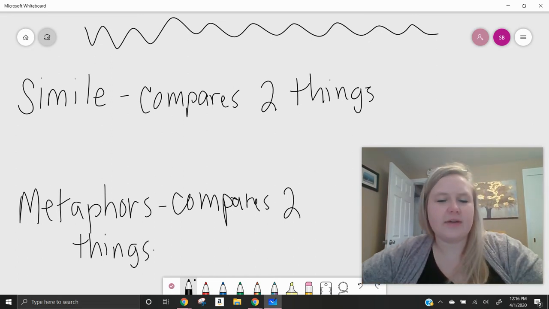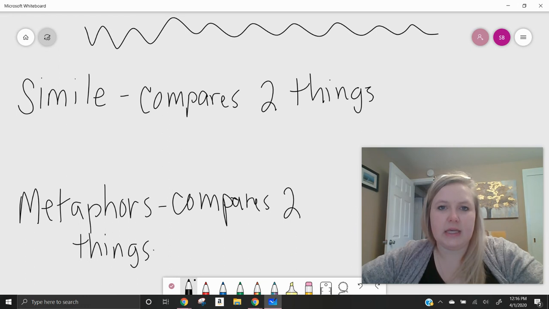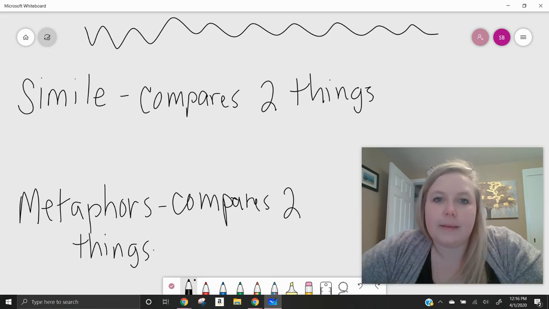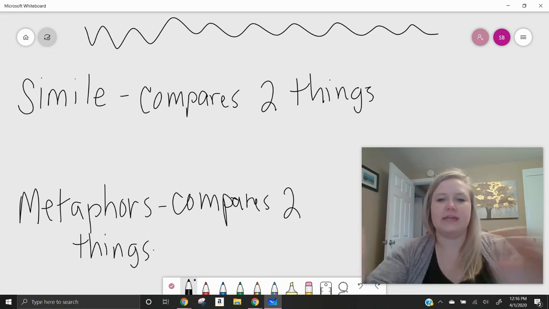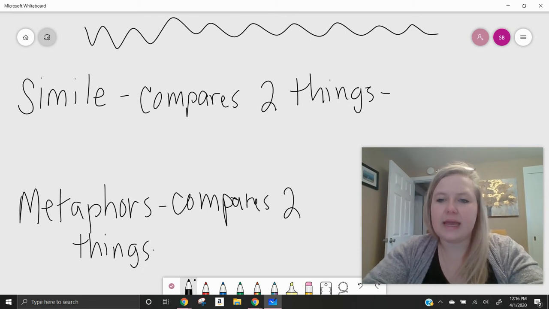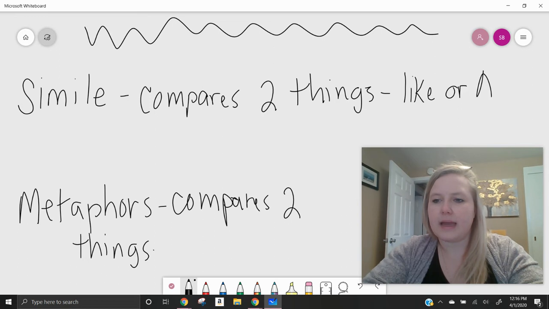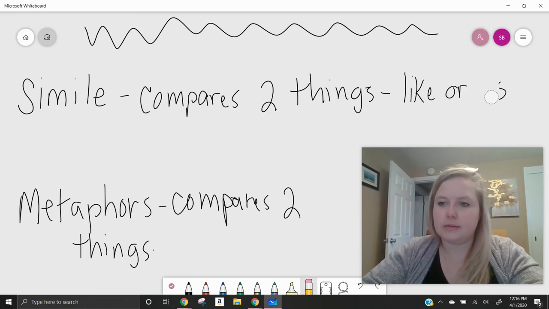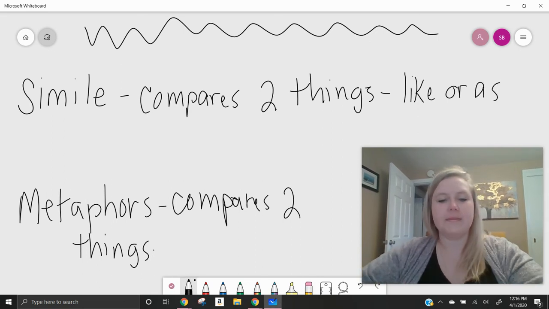Okay. Now the difference is the simile compares two things using two special words. If it is comparing two things and uses one of these two words, guess what? It's a simile. That's how easy it is. So it compares two things and they have to use the word like or as. Okay. I guess as doesn't need to be capitalized. Let's try this again. There we go.